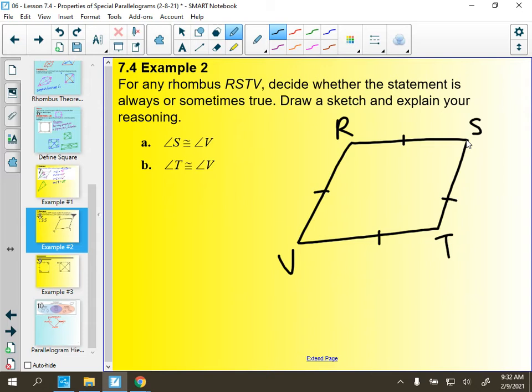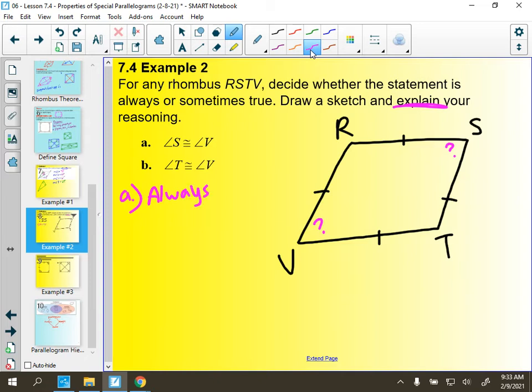So let's take a look at this first one. In what situation would angle S be congruent to angle V? Does that have to be true? Is that sometimes true? What do we think? So I would say that always has to be true. So maybe there's not really a ton of room to write. So how would I explain this? It says draw a sketch and explain your reasoning. So I'm going to say that's always true.